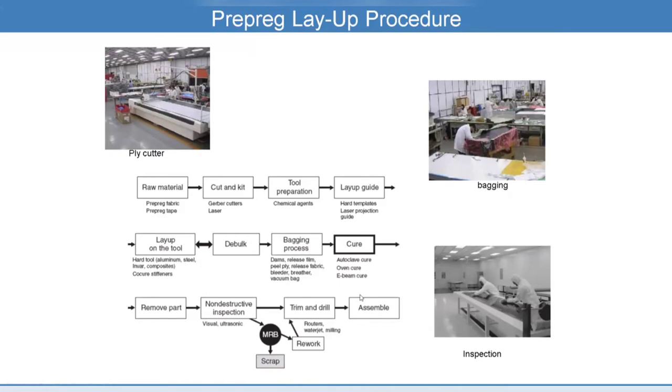And the second point I want to make has to do with debulking in this step. All we're talking about there is pulling vacuum to get all the trapped air out as much as we can so that we can be successful.